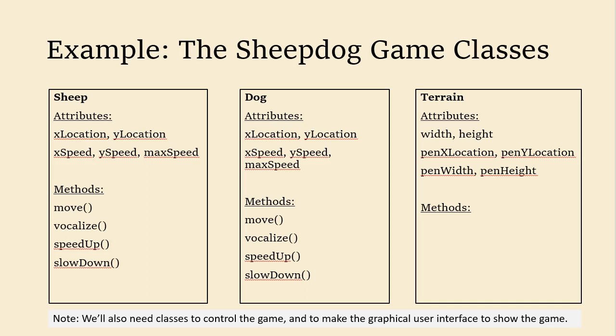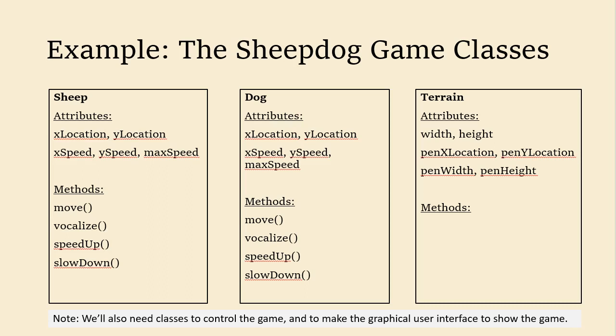And if you start to think about, okay, what attributes do I need to describe a sheep? What attributes do I need to describe a dog? I'm just putting down a few. Like we said, we can add and add and add. And it's your job to figure out what's important to you. But the ones I'm listing for the sheep, bare bones minimum, they have an X location and a Y location. They have a current X speed and a current Y speed, and they have a maximum speed. And what kind of methods? They can move, they can vocalize, they can speed up and slow down. They don't have to vocalize. It just might be fun for the game if the dog barks and the sheep baa. You have to decide.